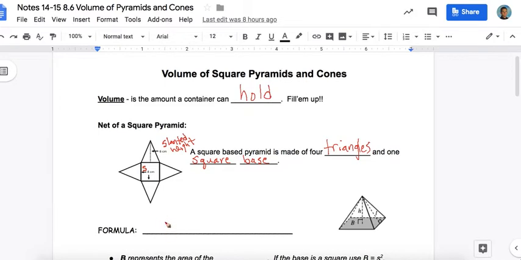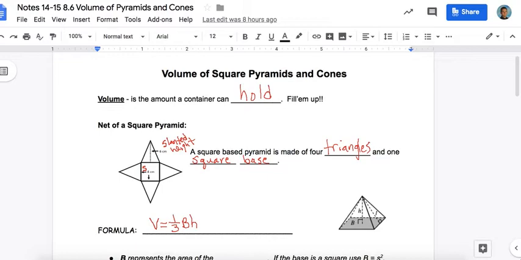Okay, so the volume formula, and this is on your formula sheet as well, is V equals 1/3 base times height. Okay? And the base is going to represent the area of this square right here. Okay? So it's similar to a rectangular prism in that we have length times width times height. We have length here and width here, so we're going to use that as the base, and then we're going to multiply it by the height. So where does the 1/3 come in? We're going to talk about that down below.